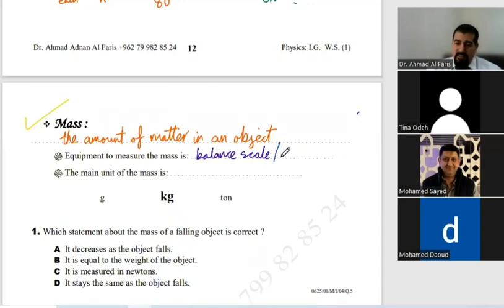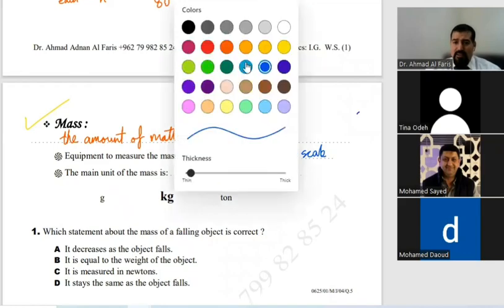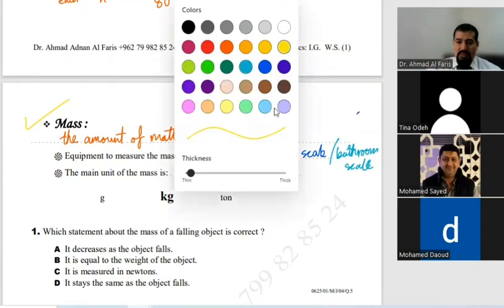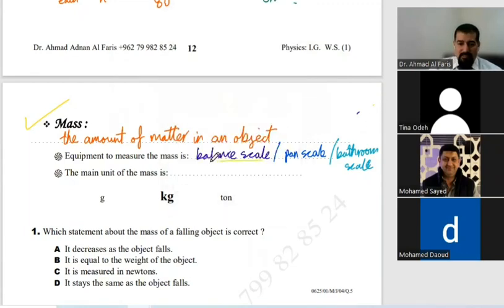Balance scale, okay, digital or bathroom scale or digital scale or pan scale, or pan balance, okay. All these are accepted, okay? Bathroom scale. Imagine they call it bathroom scale because they put it in the bathroom, okay? All these are accepted, but the main one is the first one, which is balance scale. Be careful. This is the correct one, okay?